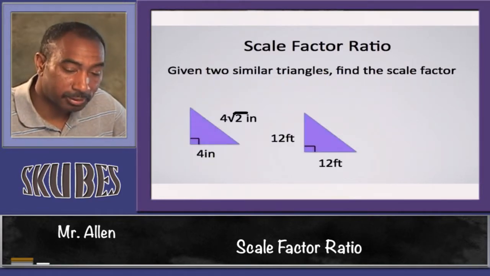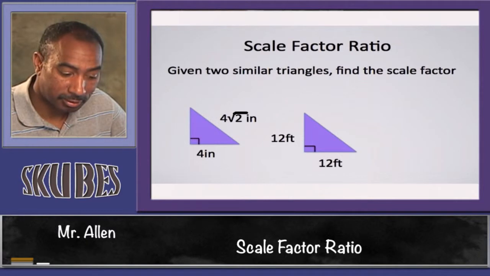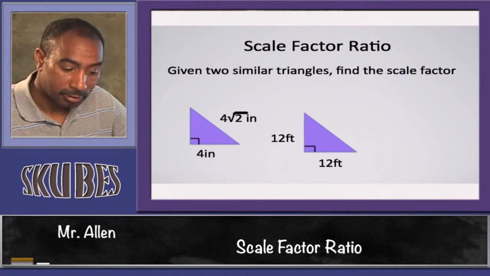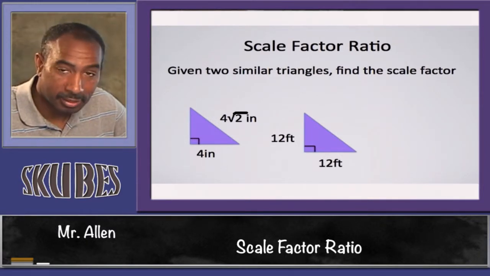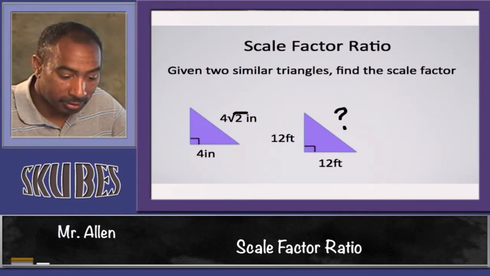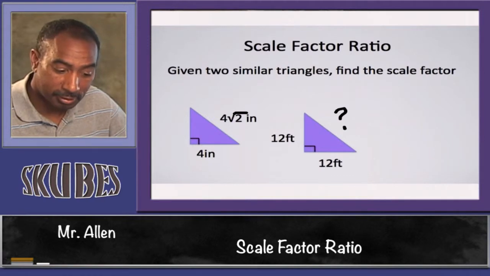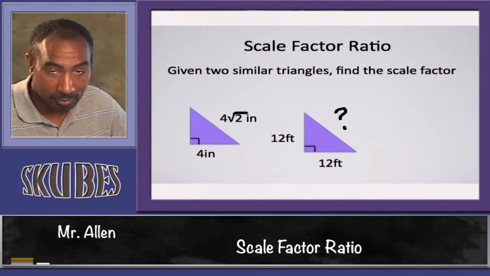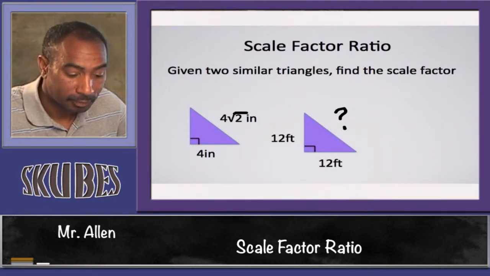All right, given two similar triangles, find the scale factor. So it's important to compare the sides that correspond to each other. For example, the hypotenuse. I have 4 radical 2 inches, but I don't know the length on this side. And notice this is in inches, this is in feet. It's important to watch the units.